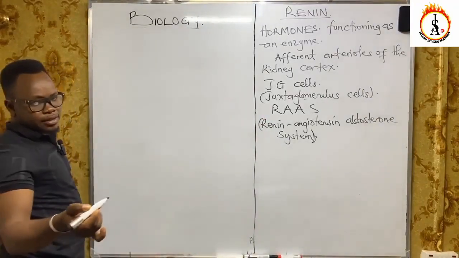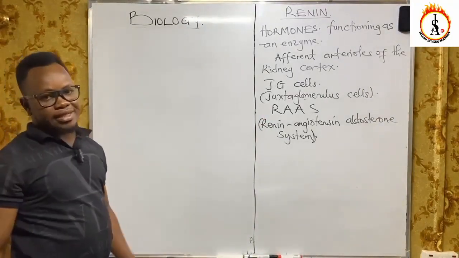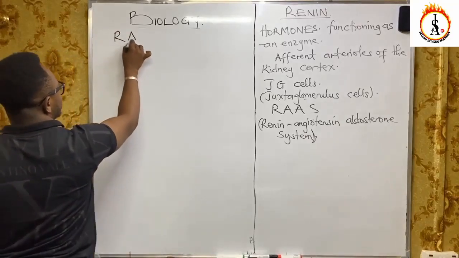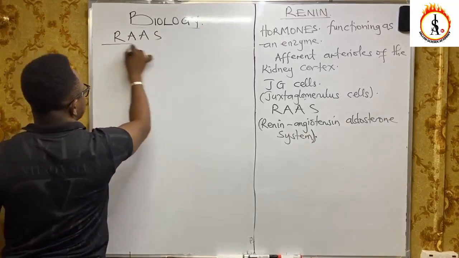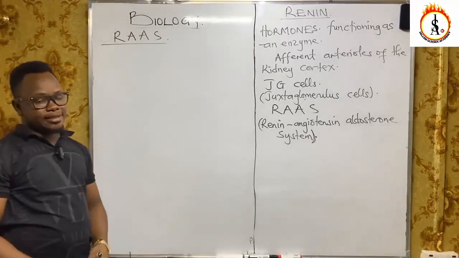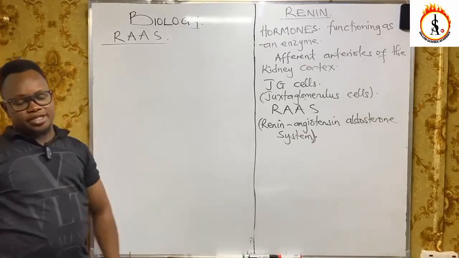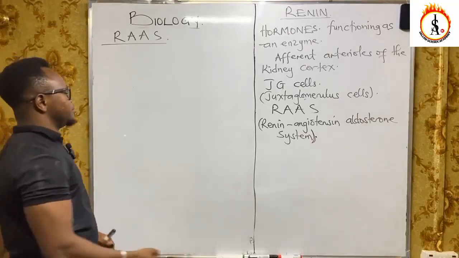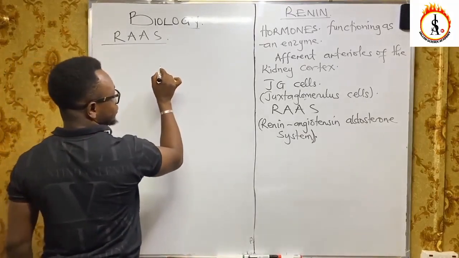So let's look at the renin angiotensin aldosterone system. Now, how does this RAAS system operate? Of course, this RAAS, we know it's renin angiotensin aldosterone system. Of course, we have the liver.